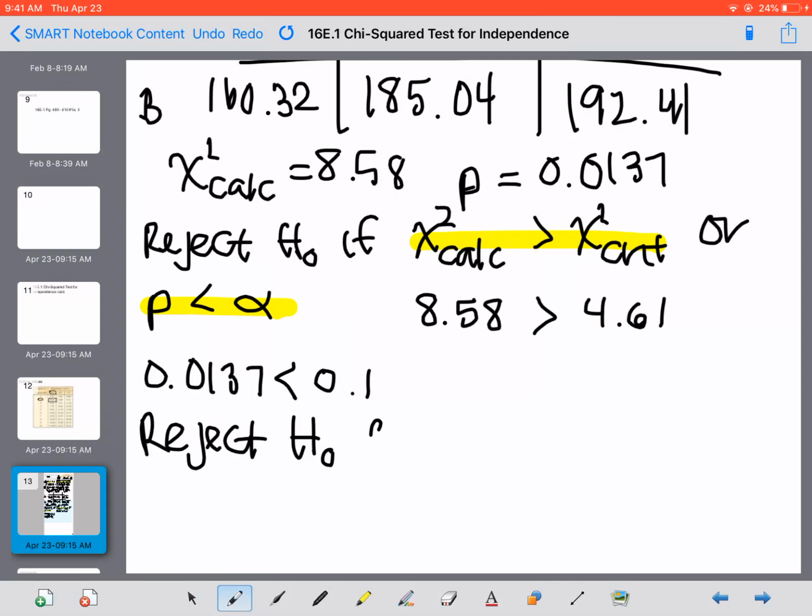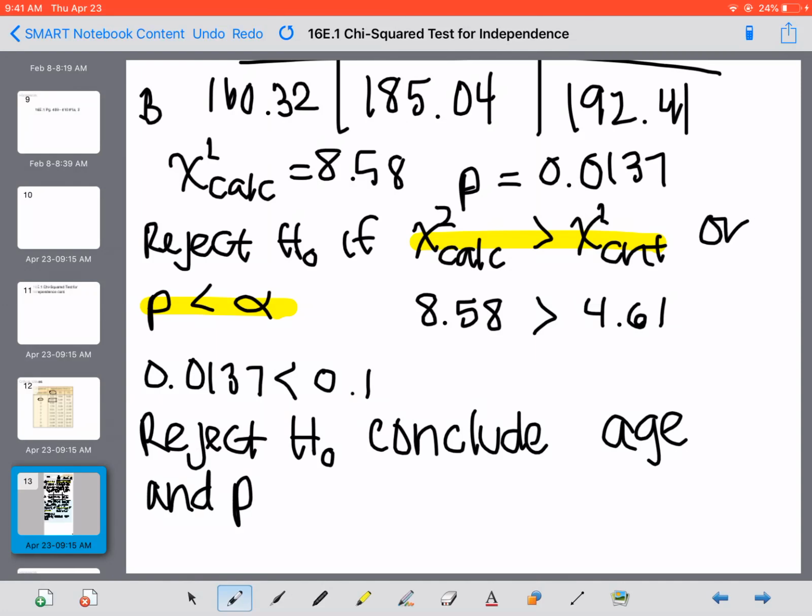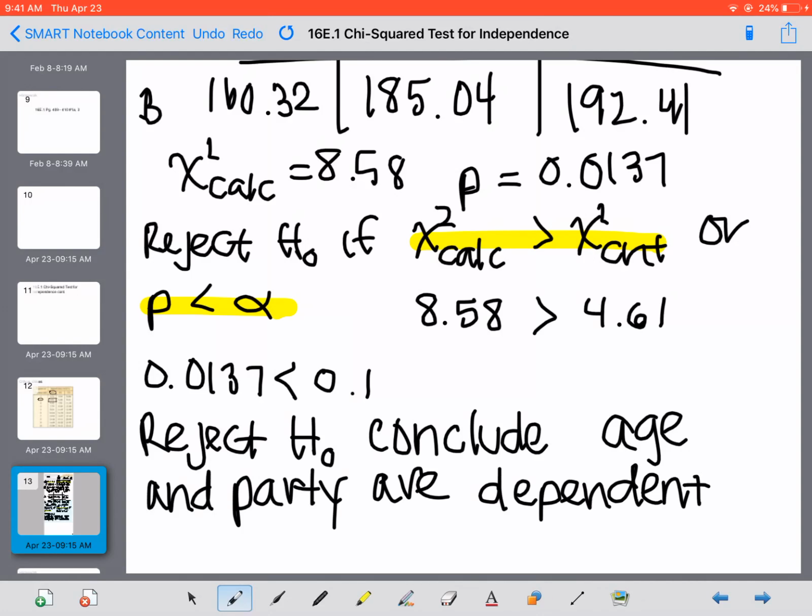And we can conclude that age and the party that you're going to vote for are, since we're rejecting H sub 0, that means we are accepting H sub 1, which means the party and the age are dependent of each other.